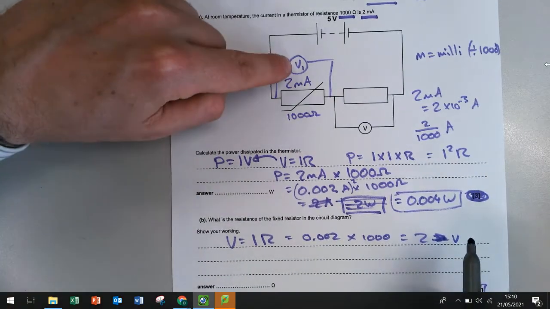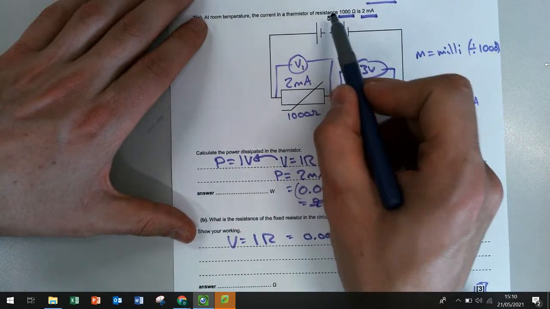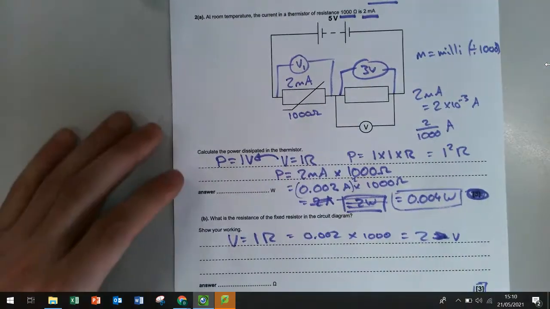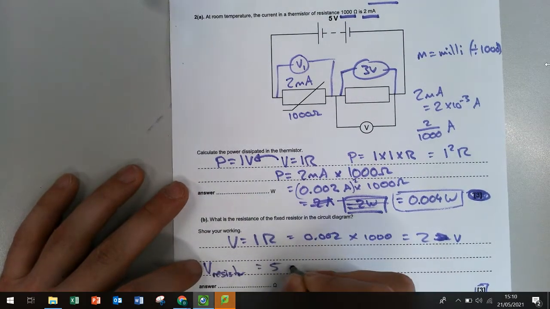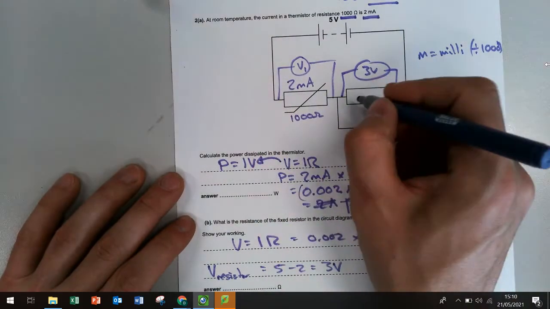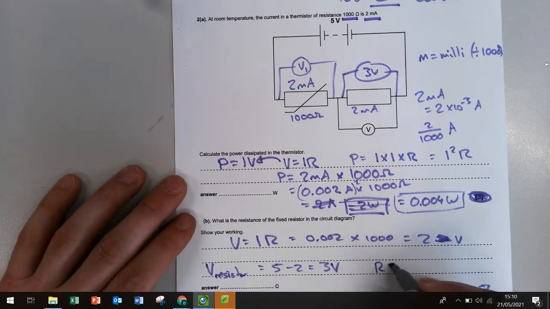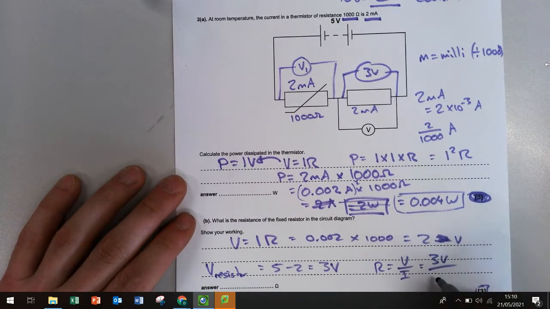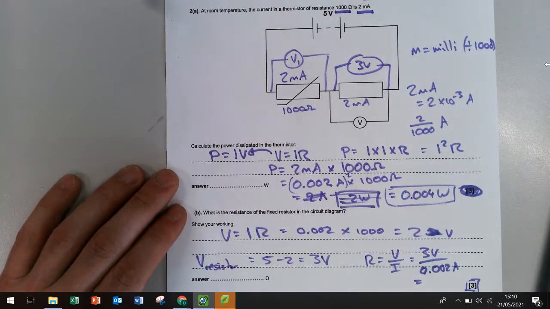So we know that V1 here is 2 volts. So if it's 2 volts across here, what is the voltage across here? Well, it must be 5 minus 2, which is 3, because these two must add up to 5. So now the voltage across the resistor, like we said, is 5 minus 2, which is 3 volts. And we know that the current must be the same everywhere because it's a series circuit. There's only one route for the current to flow. So we can say that resistance is V divided by I, which is 3 volts over 0.002 amps. Oops, 3 divided by 0.002 is 1,500 ohms.